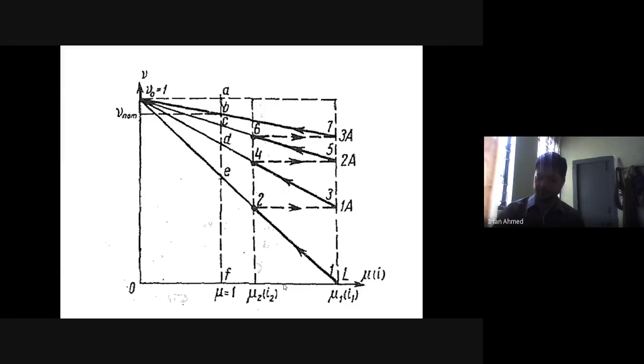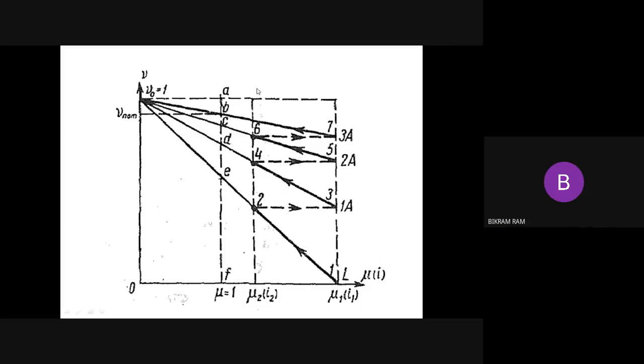So let us say I'm assuming that I2 is 20% greater than the rated current. That gives me an acceptable acceleration without having too many external resistances. So this mu1 I have drawn corresponding to the maximum permissible armature current, and this mu2 I have assumed to be slightly greater than the rated torque. Is this clear?